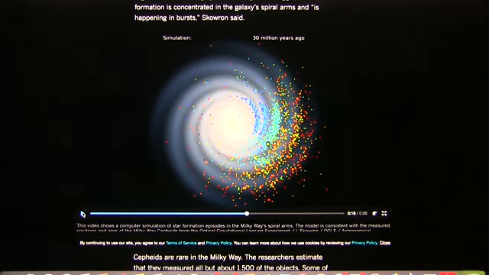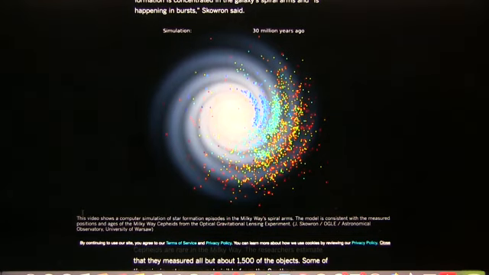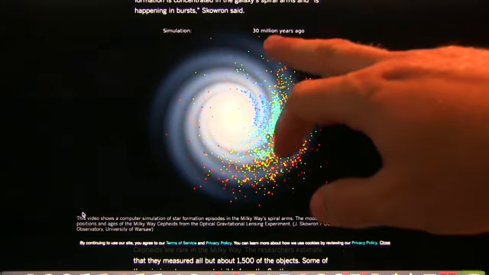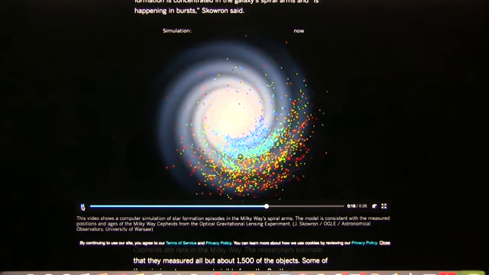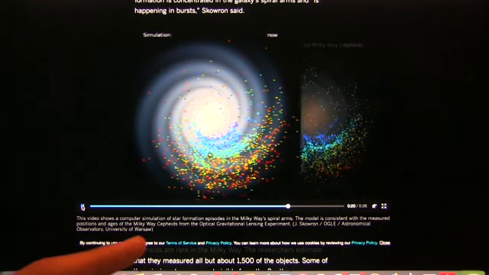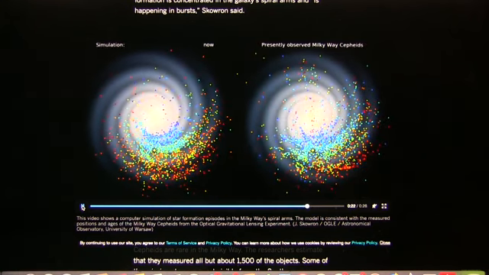Wow, that's pretty neat. So does that mean that if there are new stars forming in the galaxy now, because this is only 30 million years ago, that they're forming closer and closer to the center? Yeah, I think so. That's what it looks like today. Wow.